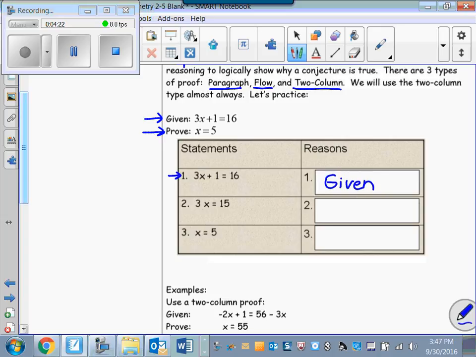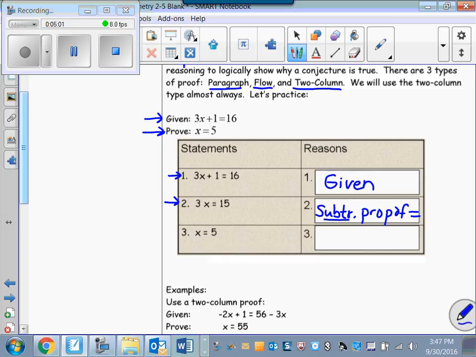All right, so our next statement, number 2, says 3x equals 15. So what I'm looking at here is, what did I do to statement number 1 to get to statement number 2? Well, I subtracted that 1 from both sides, right? So that's going to be, and I'm going to have to abbreviate here, the subtraction property of equality. And it's okay with me if you abbreviate in your proofs, but when you're abbreviating subtraction, I need for the R to be in it because otherwise I might mistake it for the substitution property.